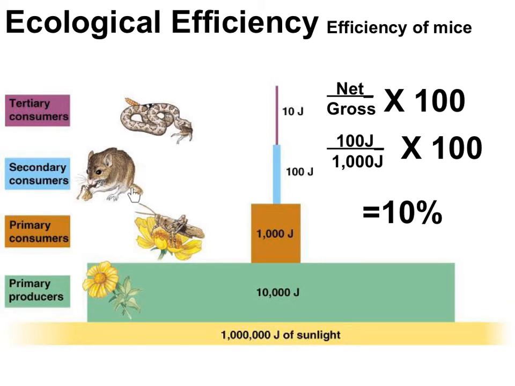The mice would eat that 1,000 joules of grasshopper as their gross productivity and use that energy to make 100 joules of mouse biomass, giving us an ecological efficiency of 10% for mice. Snakes would eat the 100 joules of mice energy to make 10 joules of snake biomass, giving snakes an ecological efficiency of 10% as well. Are you seeing a pattern here?